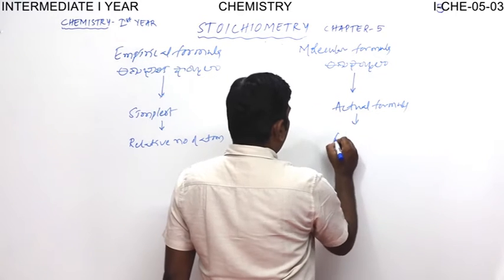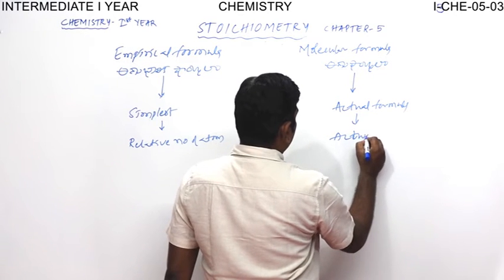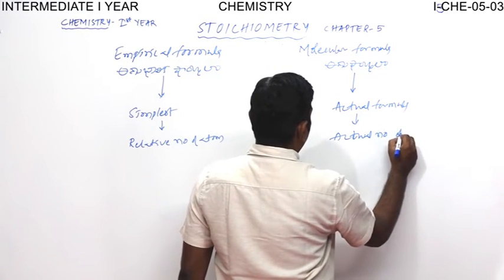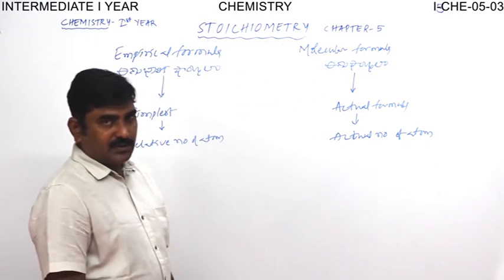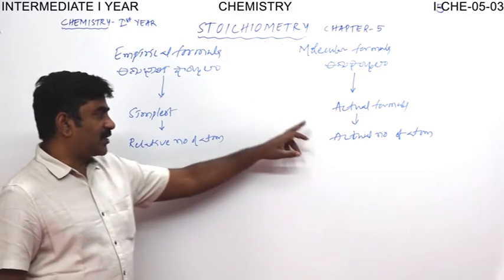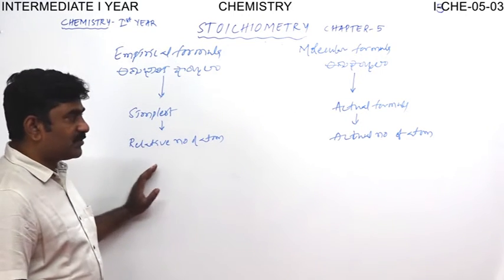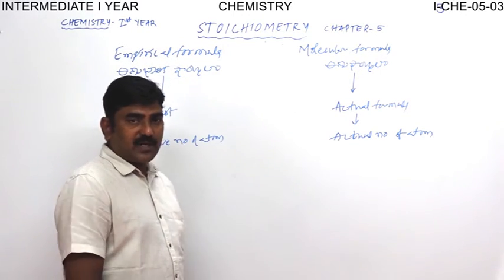The molecular formula will give the actual number of atoms. It tells about the atoms actually present. The simplest formula gives the relative number of atoms, and the actual formula gives the actual number of atoms present.